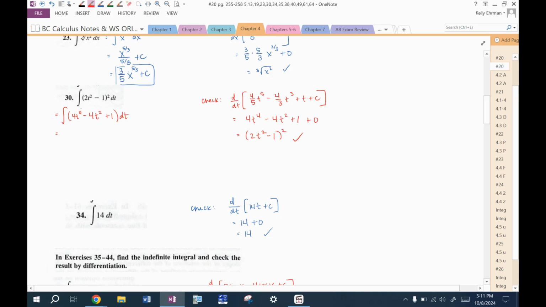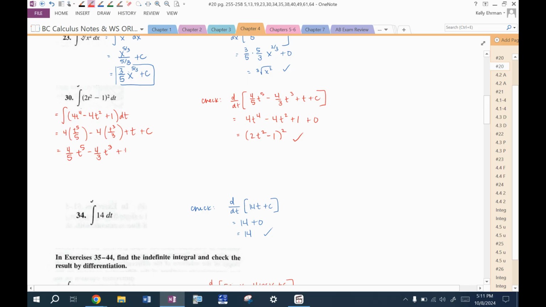And then now that you have individual terms, you can take the integral of each term. So this is going to be 4 times t to the 5th over 5 minus 4 times t to the 3rd over 3 plus t plus c. And there's really nothing to do to simplify this besides just make it, I don't need these parentheses here.